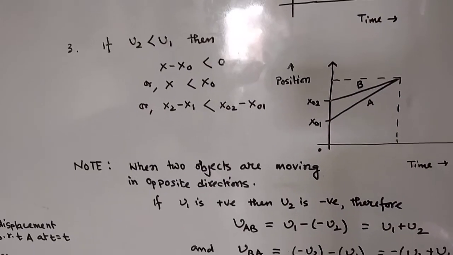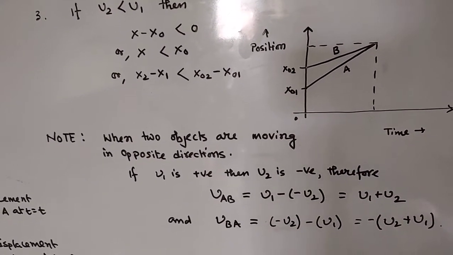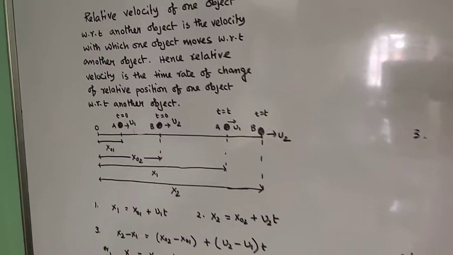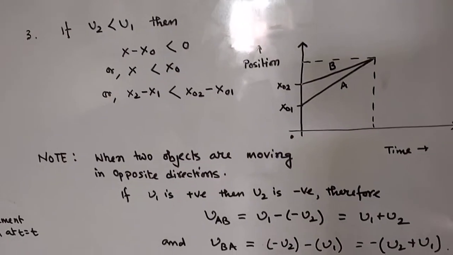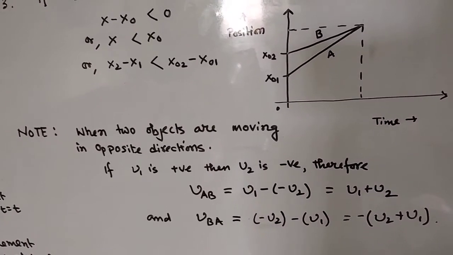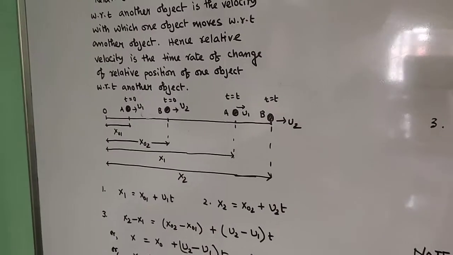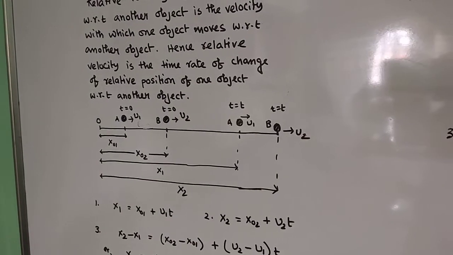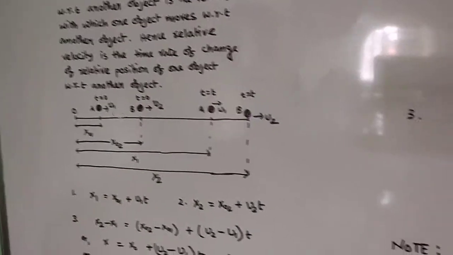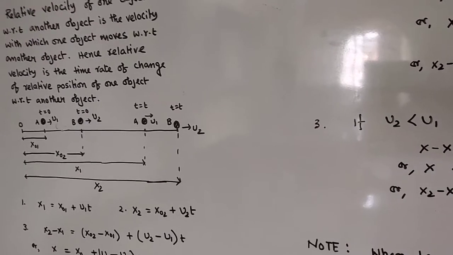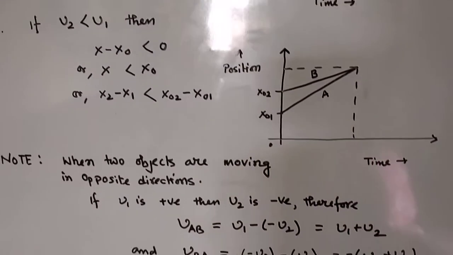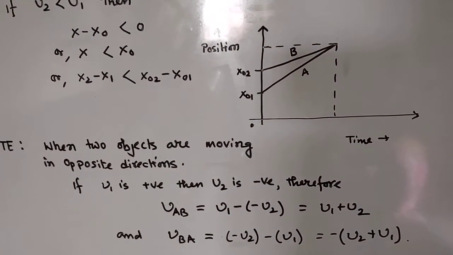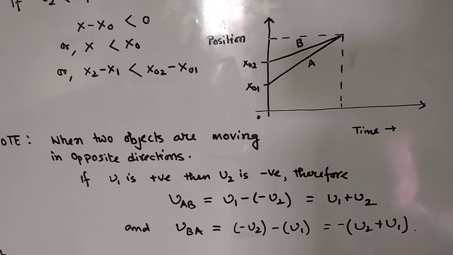Now the next note: when two objects are moving in opposite directions. In this diagram, we considered two objects moving in the same direction. If two objects are moving in opposite directions, how can we define the relative velocity? If we consider v1 direction as positive, then the direction of v2 is negative, opposite to that of v1. So if v1 is positive, then v2 is negative because both objects are moving in opposite directions.